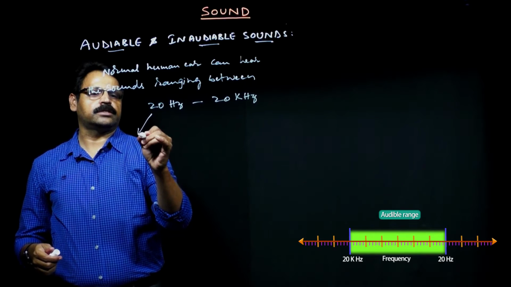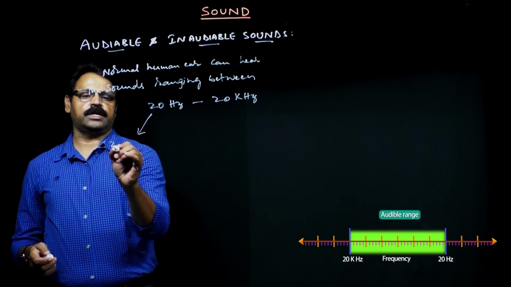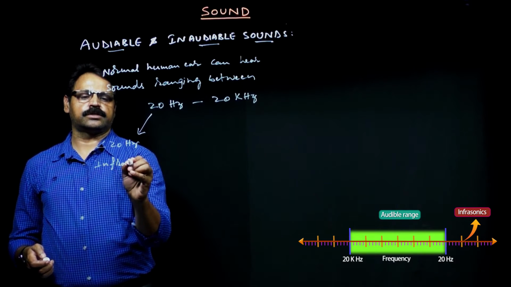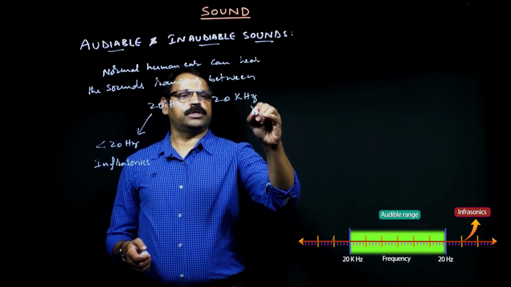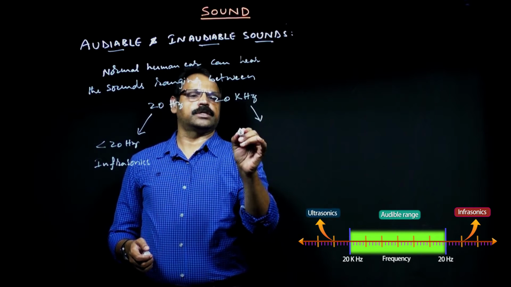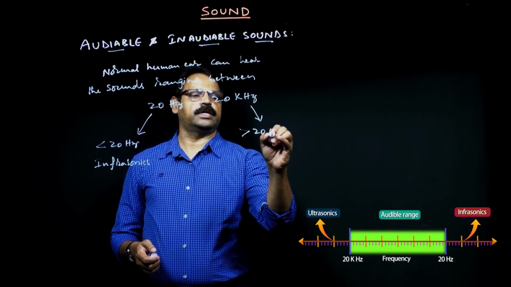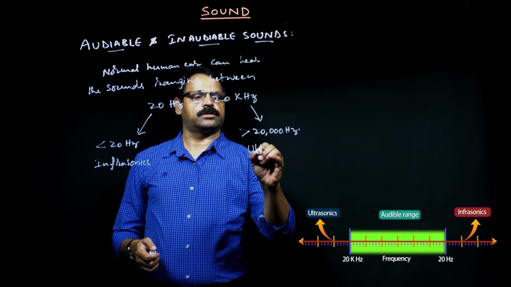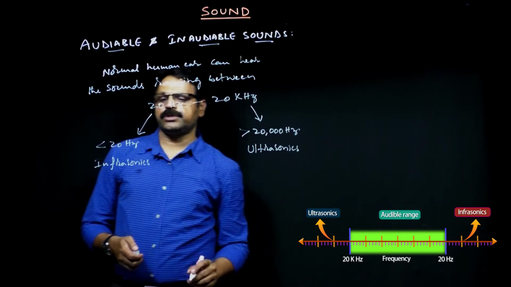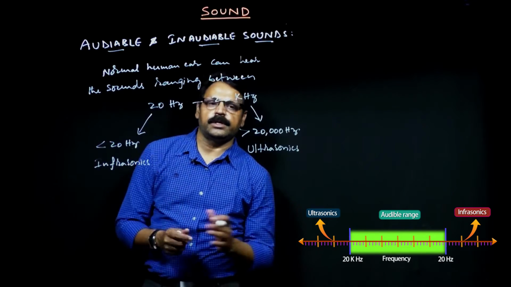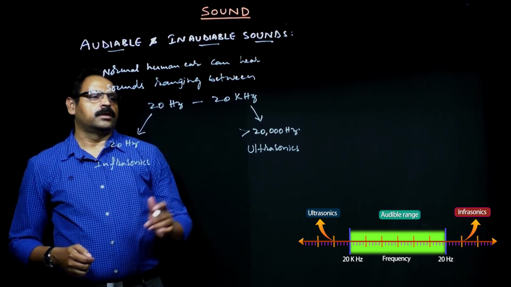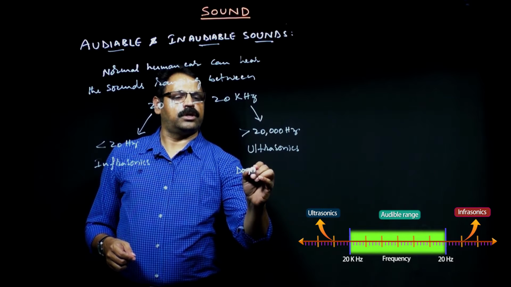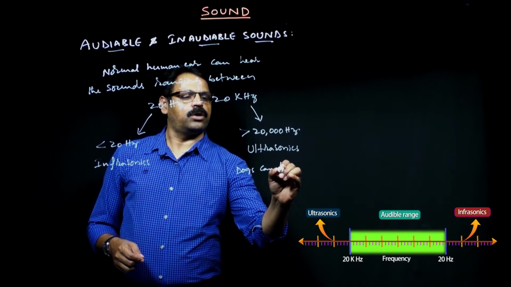Sounds below 20 hertz, we call them infrasonics. And above 20 kilohertz, that is 20,000 hertz, we call them ultrasonics. So these infrasonic and ultrasonic sounds can't be heard by the human ear, whereas dogs can hear ultrasonic sounds.